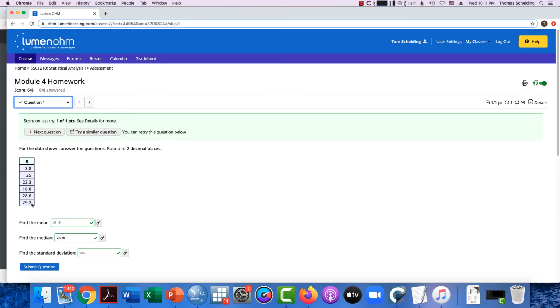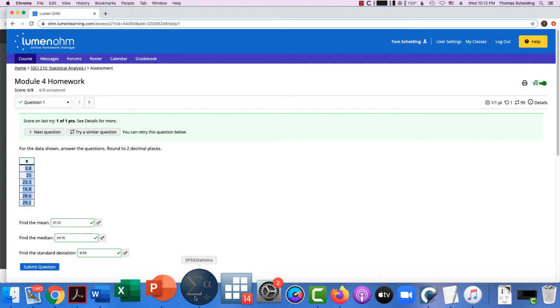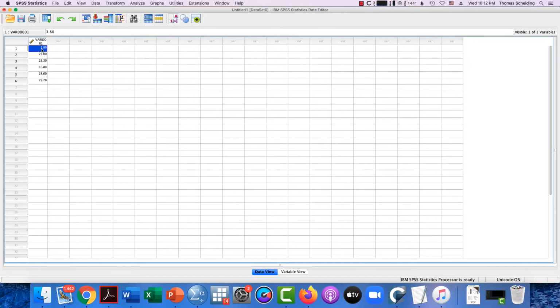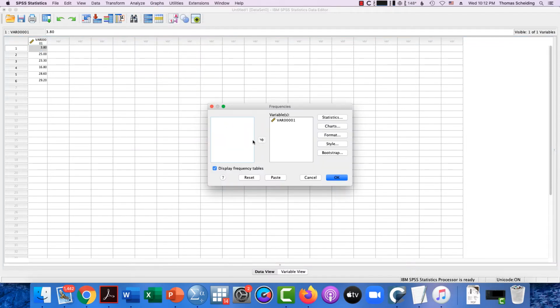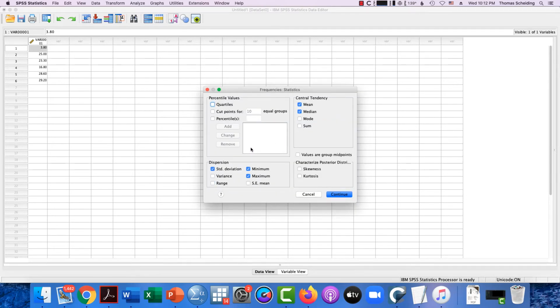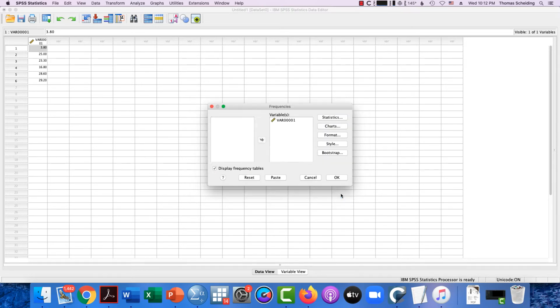Simply. When I approached number 1, all I did was copy the numbers and paste them into SPSS right here. Then I went to Analyze, Descriptive Statistics, and Frequencies. The variable would appear here, and I already moved it over here. Then I clicked on Statistics, and I made sure I had my standard deviation, my mean, and my median set. I said continue.